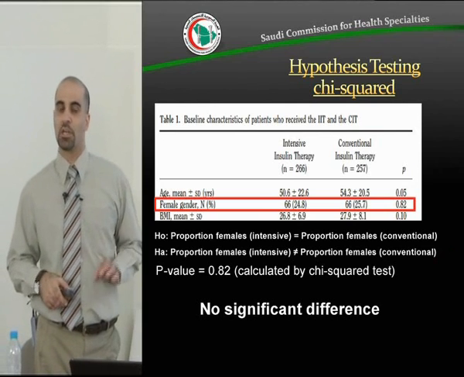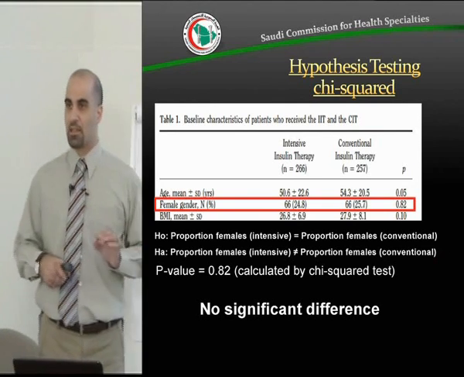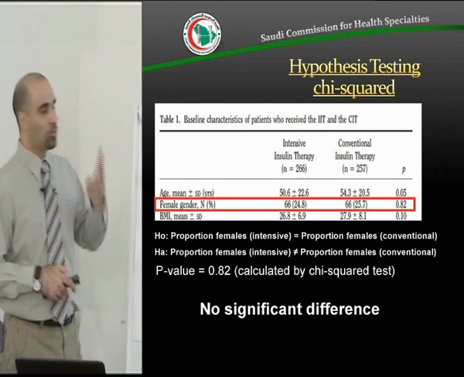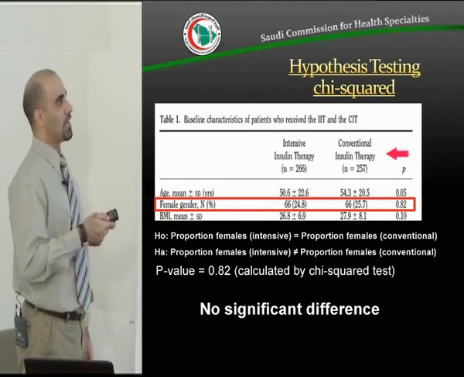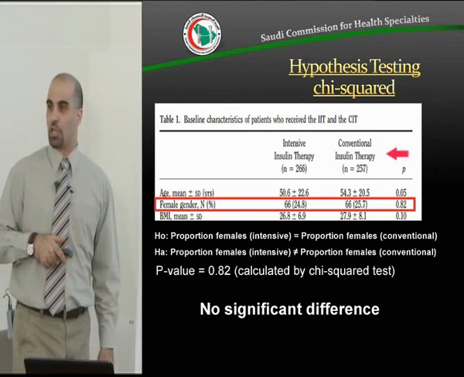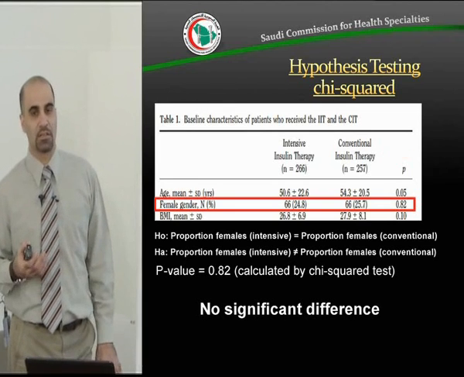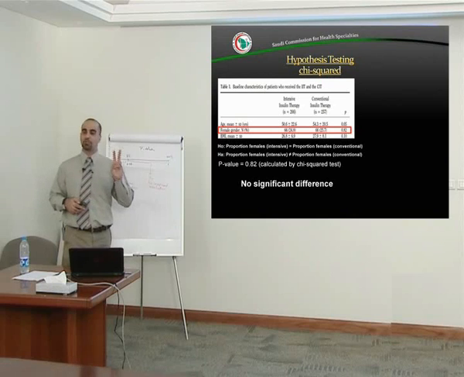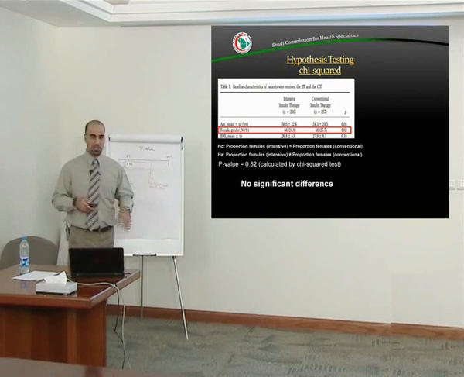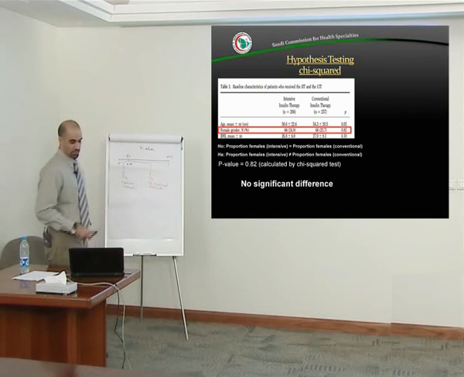So a chi-square is a statistical test that I use when I have 2 variables. One is categorical and another one is categorical. You remember we said all the analyses are decided upon by the types of variables. So if I have 2 variables, both of them are categorical, then I do a chi-square test.